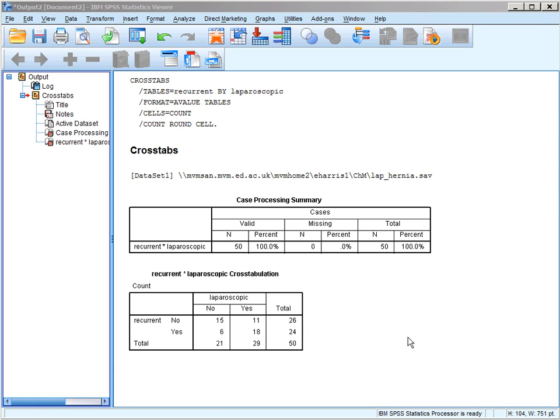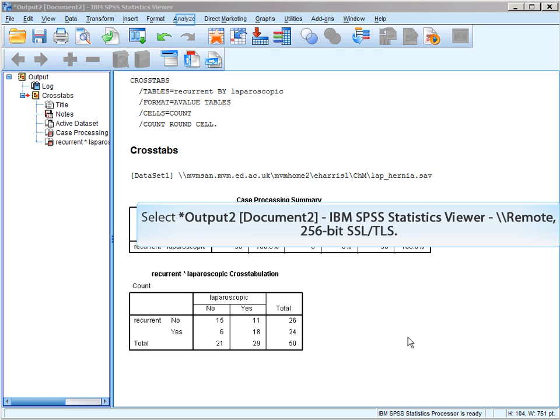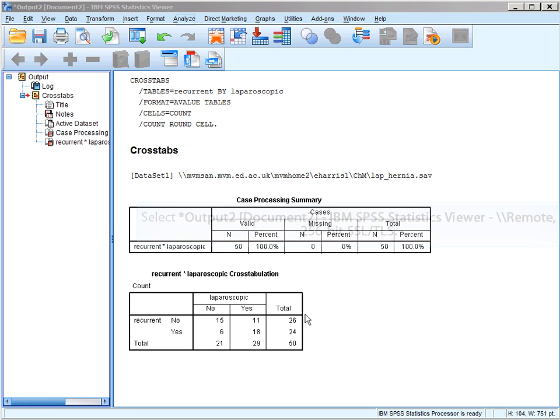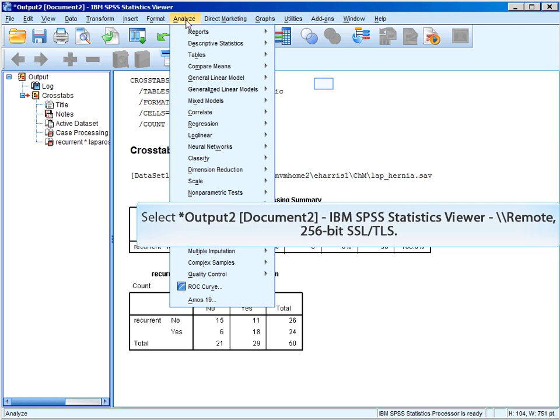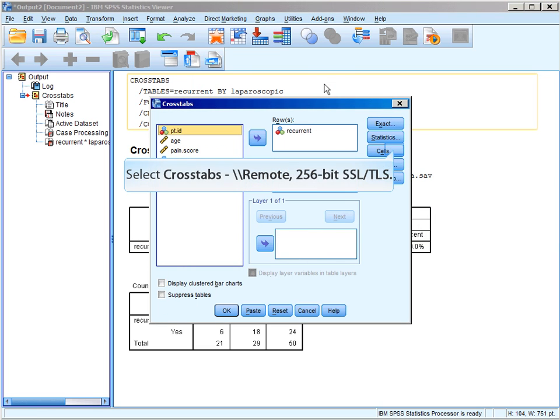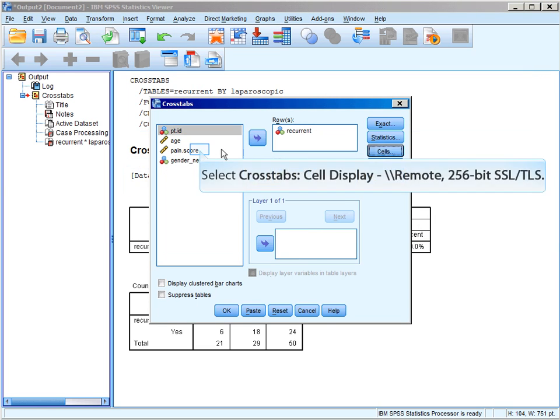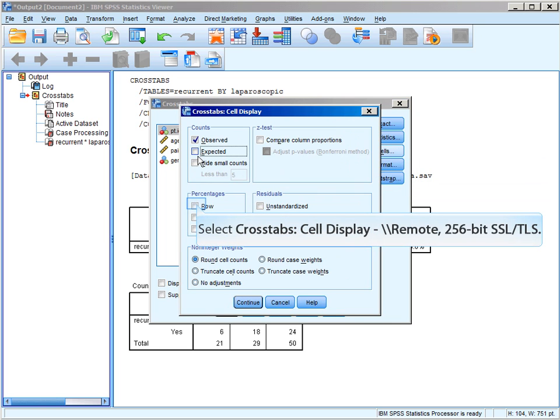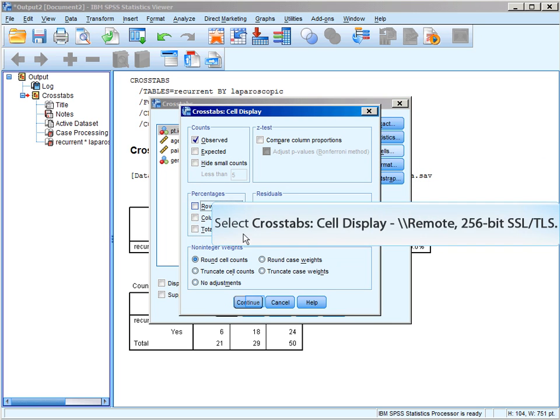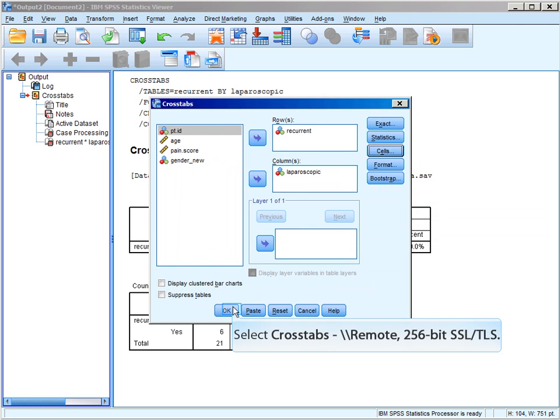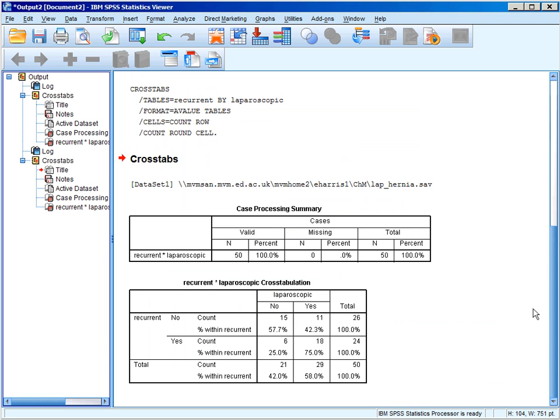Now, in this situation, I'm particularly interested to see how the distribution of recurrent hernias occurs in terms of whether it was done laparoscopically or not. And so to give me some more information, I'm going to go back to crosstabs and go to cells, and I'm going to add in the proportion in row. So I've ticked row there.